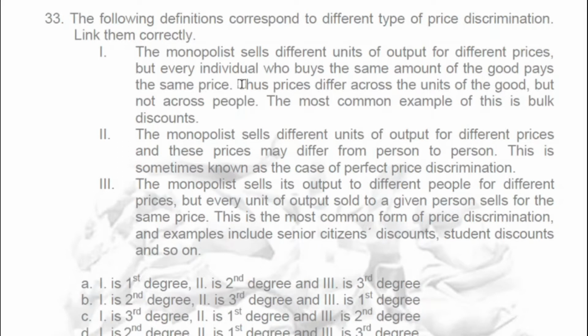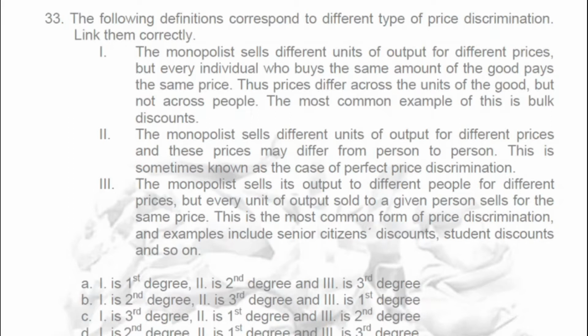The monopolist sells different units of output for different prices, and these prices may differ from person to person. This is sometimes known as the case of perfect price discrimination. So this is first degree, of course. Maybe it seems to be D, here.